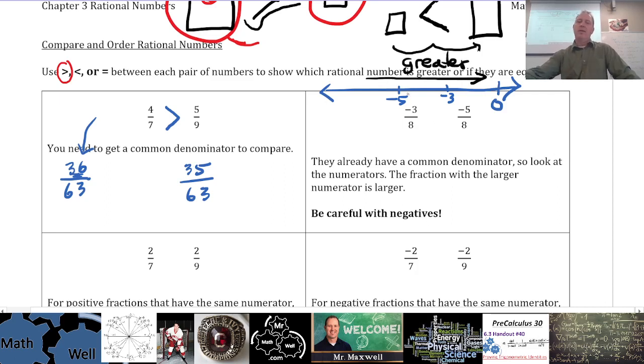So a very large number that's negative is actually really small. A small number that's negative is actually really large, okay? So which one is bigger, -3 or -5 here? -3 is bigger, so we have a greater than here as well. Okay? So just be careful with that number line. Any questions?